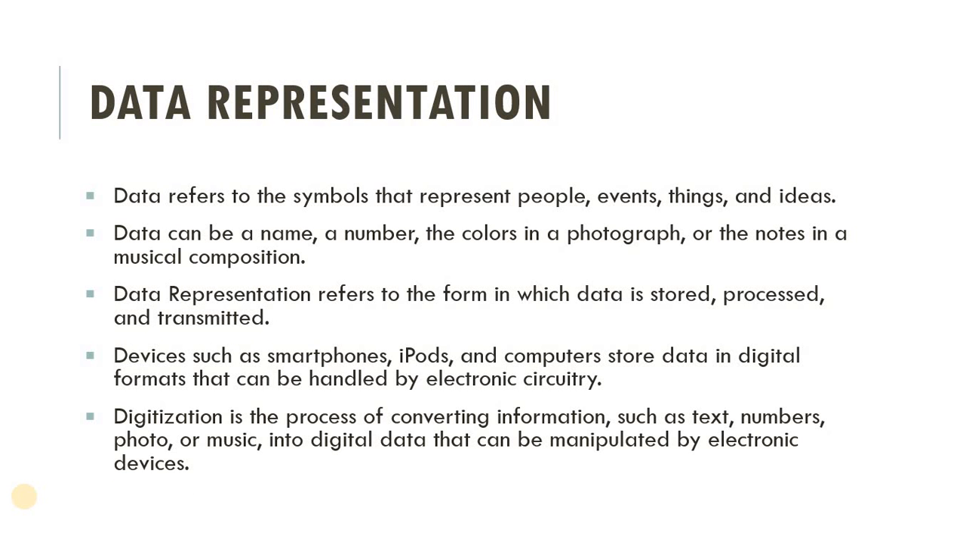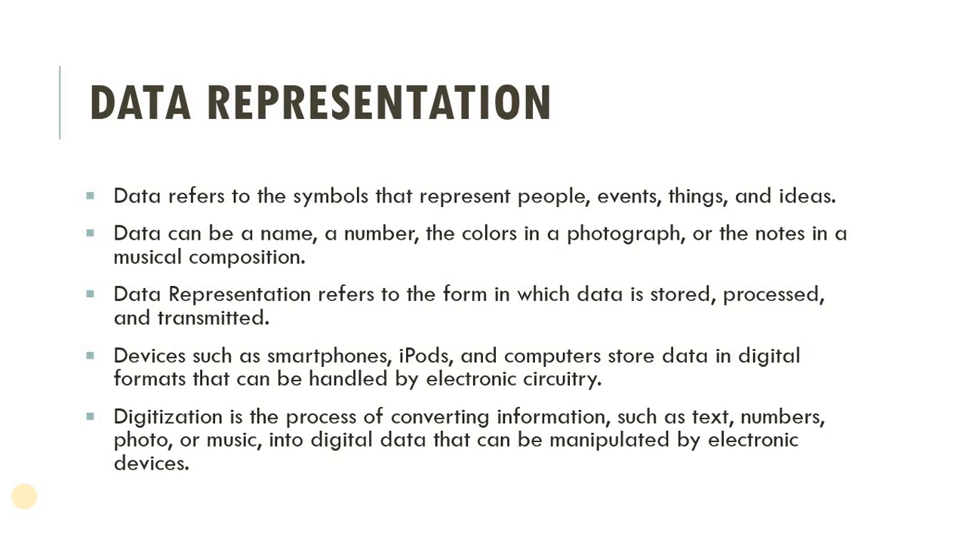Data representation is made up of these two words, data and representation. So let's understand what is data. Data refers to the symbols that represent people, events, things and ideas. Data can be a name, a number, the colors in photographs, or the notes in a musical composition. Anything that represents something is called data. For example, I will show you one number, 7852. That is data. It can be a pin code number, a flat number, a house number, or a street number, anything. So that is called data.